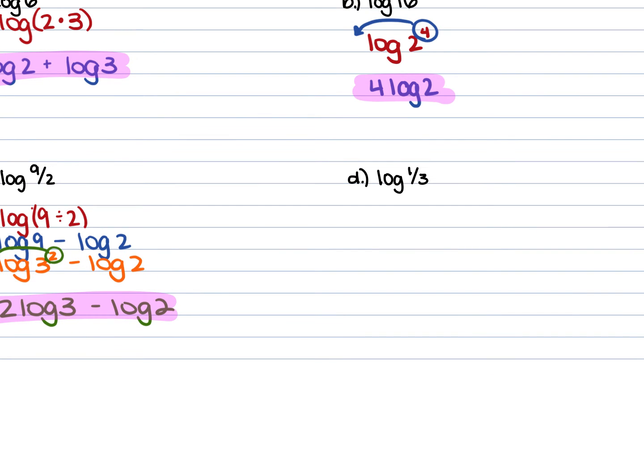For example D, we have log 1/3. Remember, 1/3 is the same thing as 3 to the negative first power. So this is the same as saying log 3 to the negative first. We have an exponent on there that we need to bring to the front. So we're going to have the opposite of log 3.